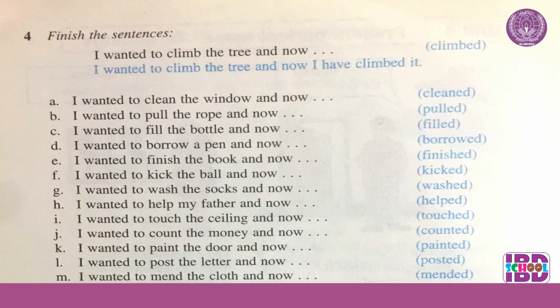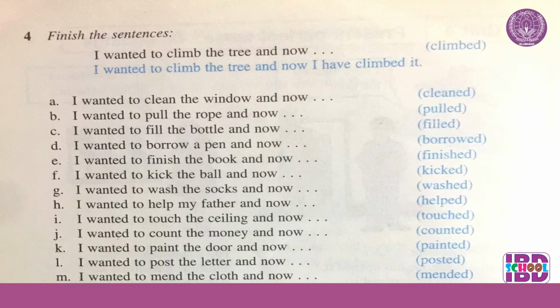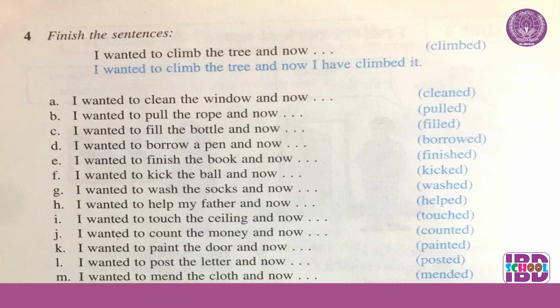Exercise 4 is finish the sentences. I wanted to climb the tree and now I have climbed it. Statement A, I wanted to clean the window and now I have cleaned it. B, I wanted to pull the rope and now I have pulled it. C, I wanted to fill the bottle and now I have filled it. D, I wanted to borrow a pen and now I have borrowed it. E, I wanted to finish the book and now I have finished it. F, I wanted to kick the ball and now I have kicked it.